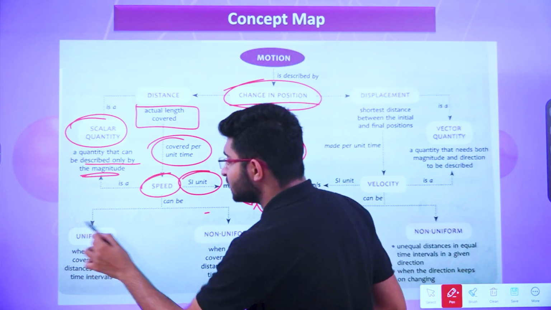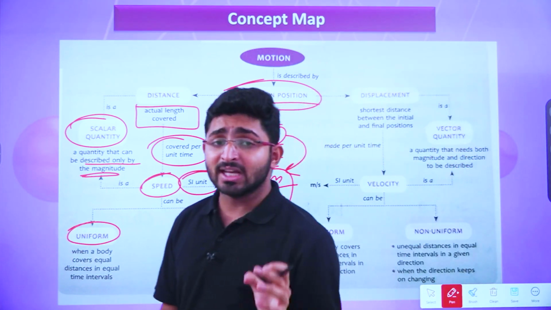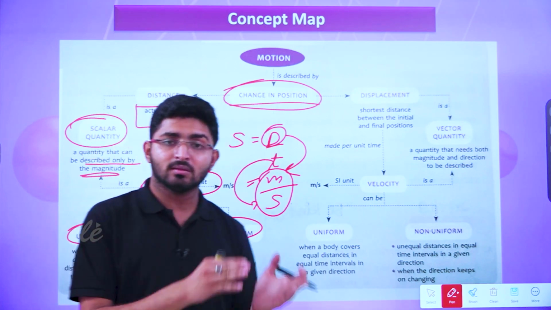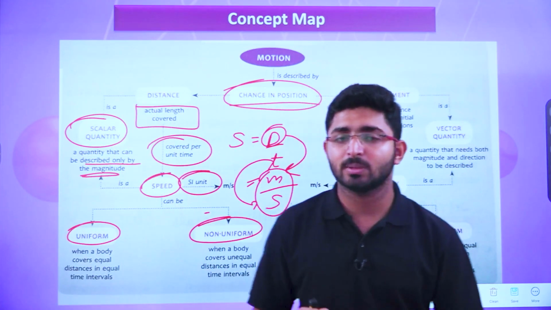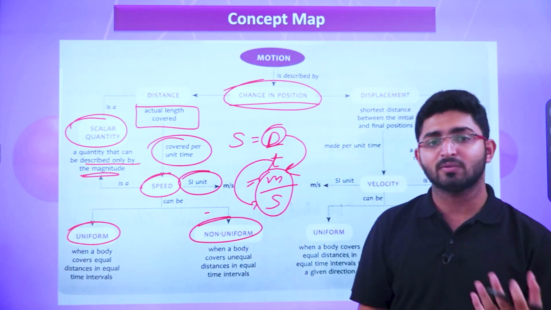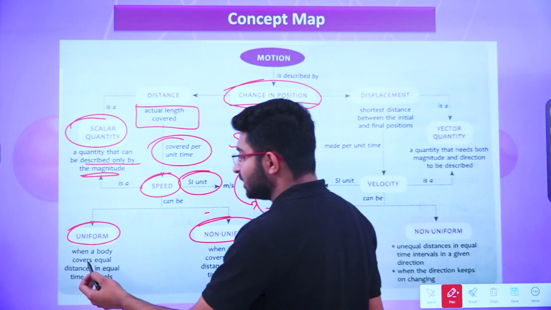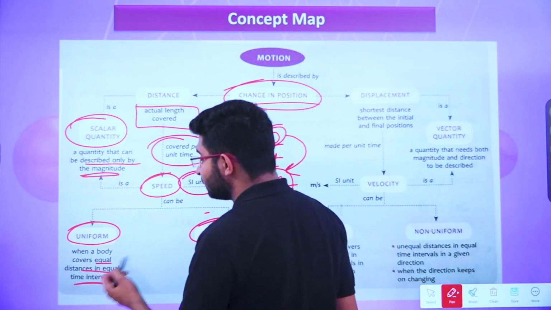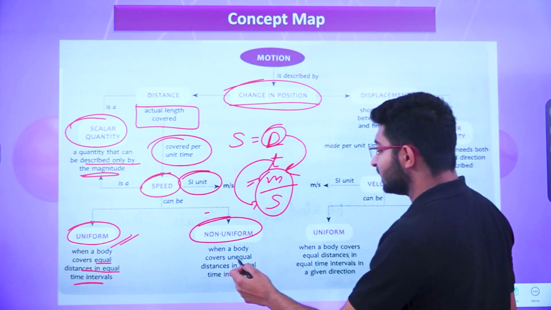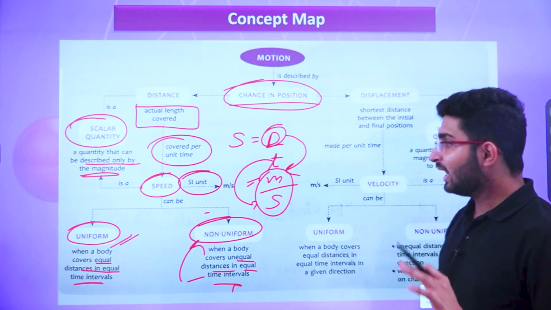The speed can be uniform and non-uniform. Now what is uniform and non-uniform speed? When an object is covering equal distance in equal interval of time, that will be the uniform speed, and when the same object is covering unequal distance in equal interval of time, that will be the non-uniform speed. So that is what is written here. When a body covers equal distances in equal interval of time, that is uniform, and when a body covers unequal distances in equal time intervals, that is non-uniform. Okay, I hope this is clear.